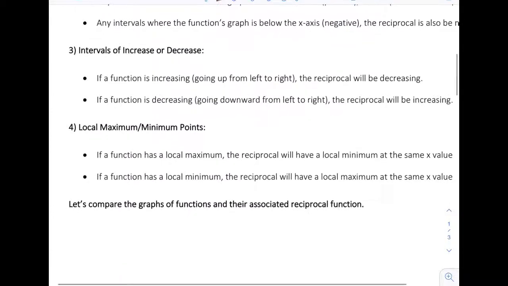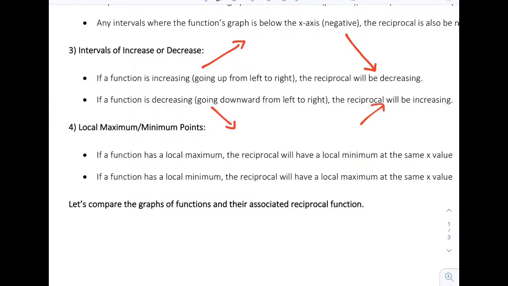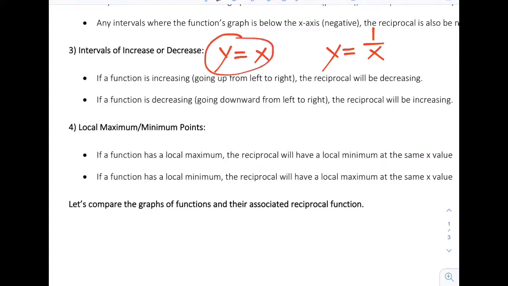Intervals of increase or decrease. That means if a function is increasing, going up to the right, then its reciprocal will be decreasing, going the opposite. And the same vice versa. If it's decreasing, then the reciprocal will be increasing. And why is that? Well, they're opposites because, once again, if we look at how the equations look, the most basic reciprocal, if x gets really, really big in our function, the y value gets really, really big. But in our reciprocal, if x gets really, really big, well, y gets small because we're dividing 1 by a really big number.